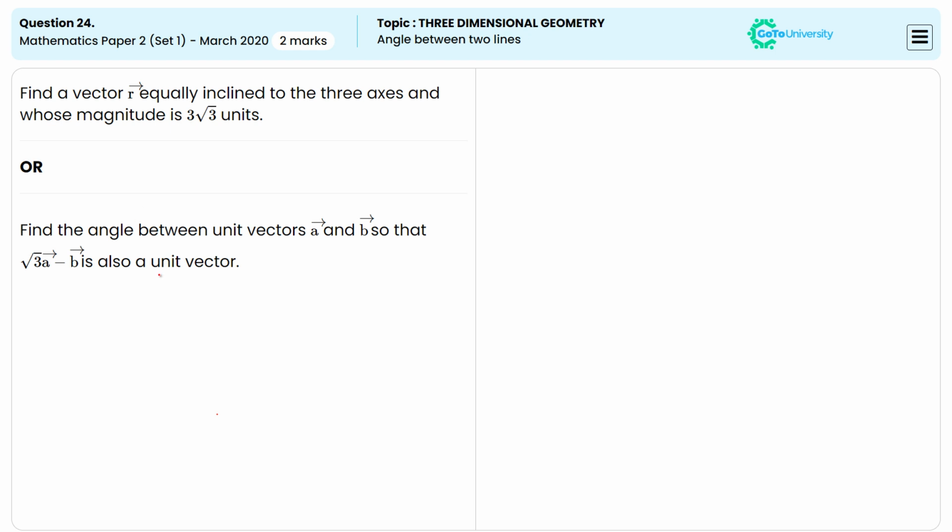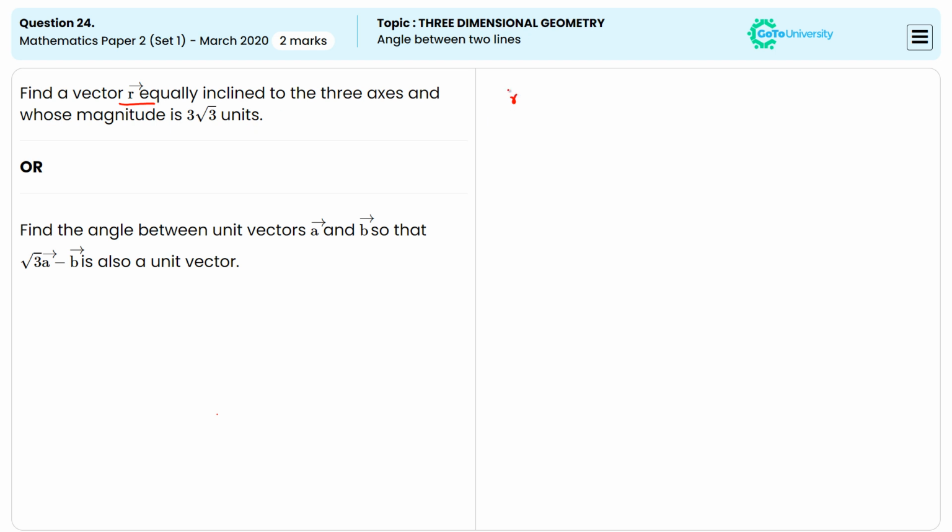In this question, we have got two questions and we can write any one among this for the exam. But in this video, let's solve both the questions one by one. Now first, let's look into the first question. Here they have asked us to find out the vector r which is equally inclined to all the three axes and whose magnitude is 3 root 3 units.